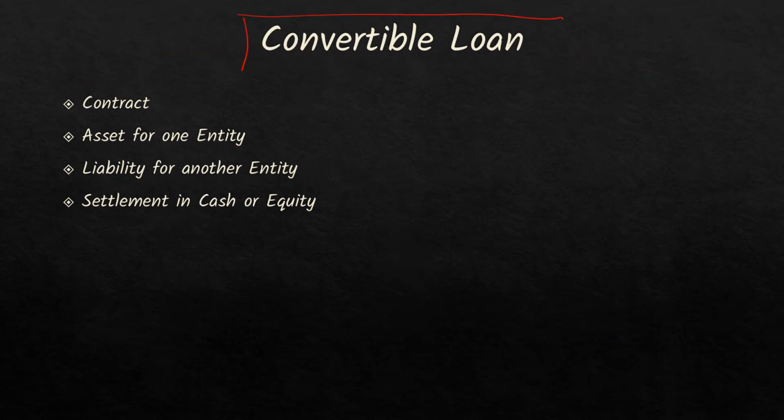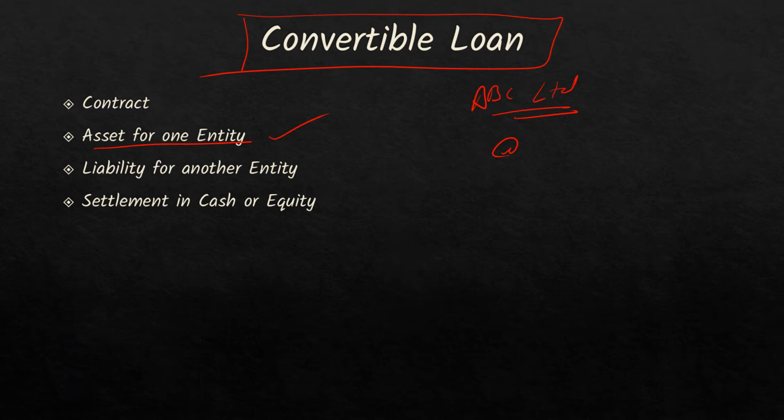Convertible loan. What is a convertible loan? You have given a loan to a certain ABC Limited. So you enter into a contract that at this much interest, I am giving you a loan. So that is your asset, that you have given a loan.